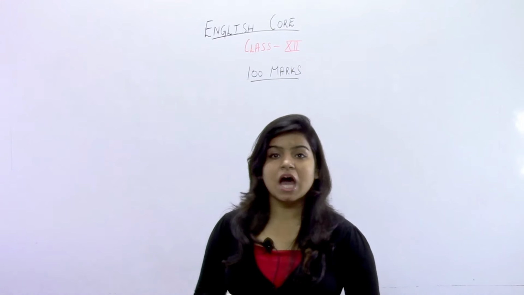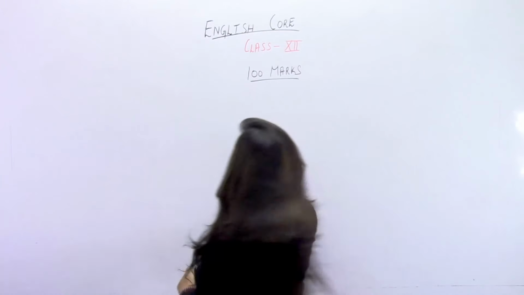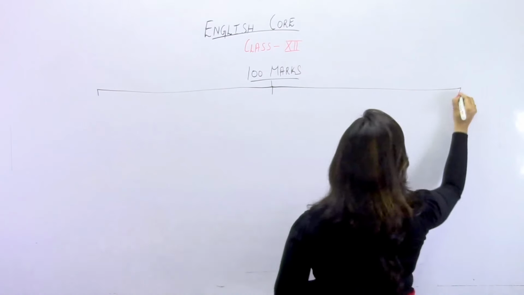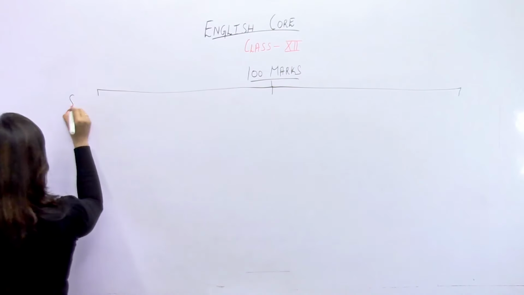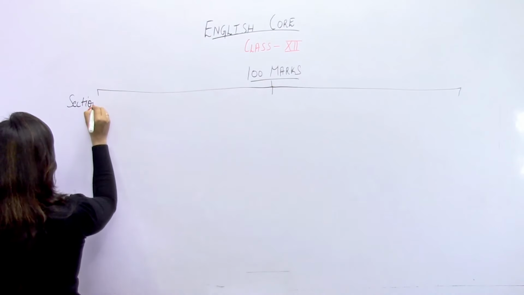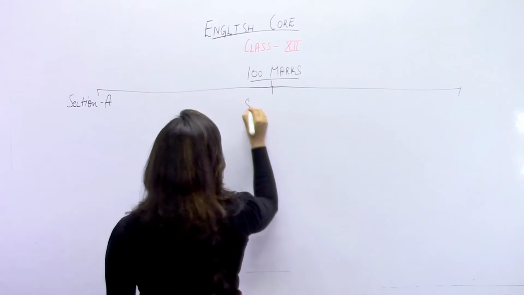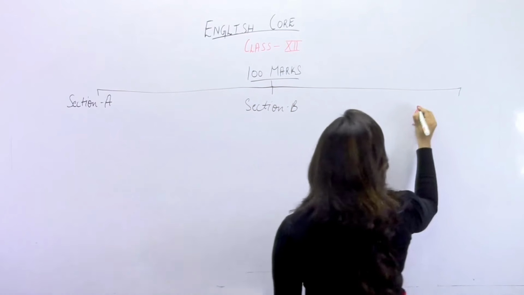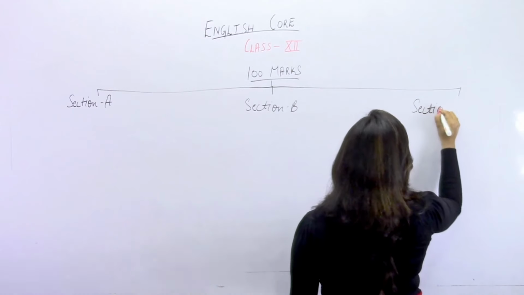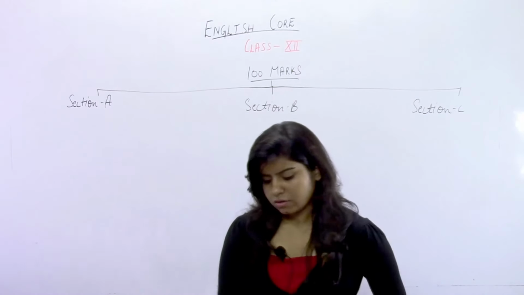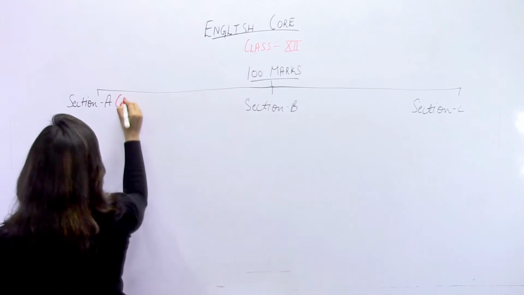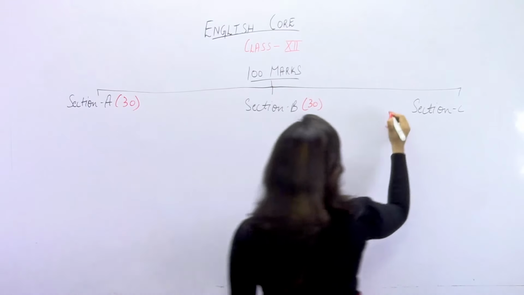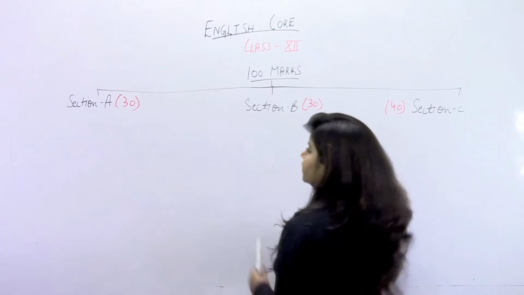These 100 marks are further divided into 3 sections, that is, your section A, section B, and at last your section C. Your section A carries a weightage of 30 marks. Your section B carries a weightage of 30 marks, and the last section 40 marks.